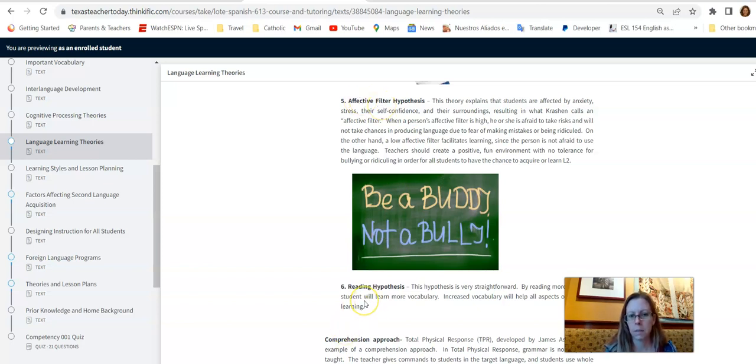And the last one is just the reading hypothesis. The more you read in L2, the more language you'll acquire. So see, these 6 hypotheses, they're not really super complicated, but they are very important to know for the test. So I hope that helped.